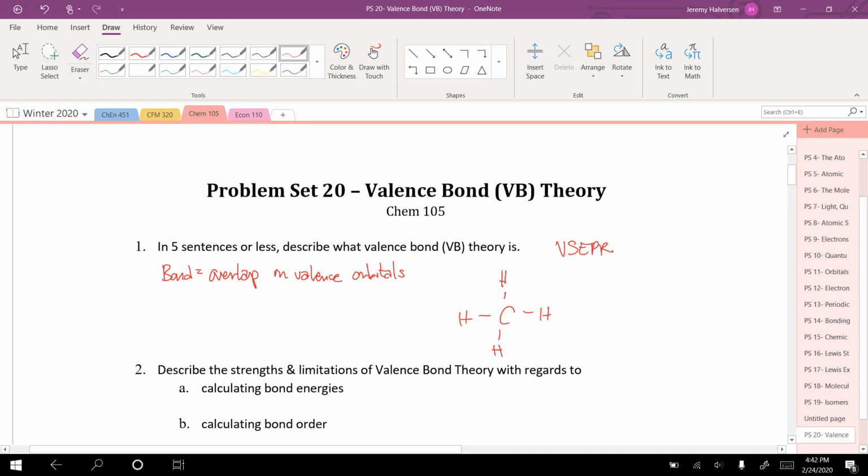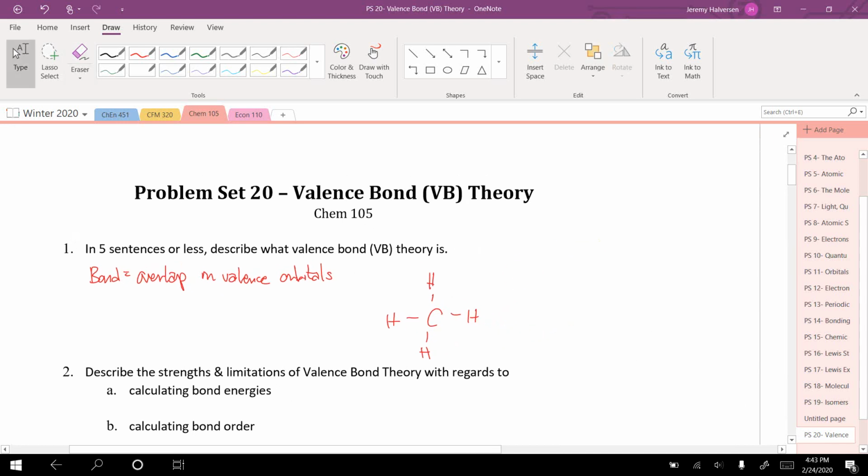But valence bond theory allows us to understand what orbitals might be involved in creating those shapes, which leads to something called hybridization, which maybe we can talk about real quick. So if we look at methane here, CH4, we know that this carbon is making 4 equivalent bonds. Well, if a bond is an overlap in valence orbitals, that means that carbon needs to have 4 equivalent valence orbitals.